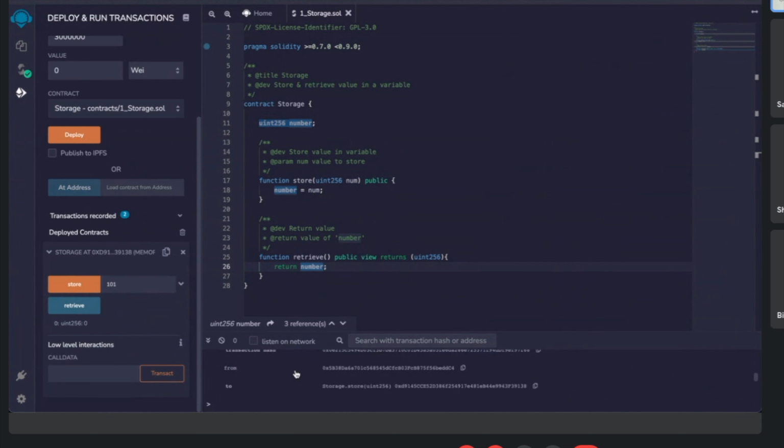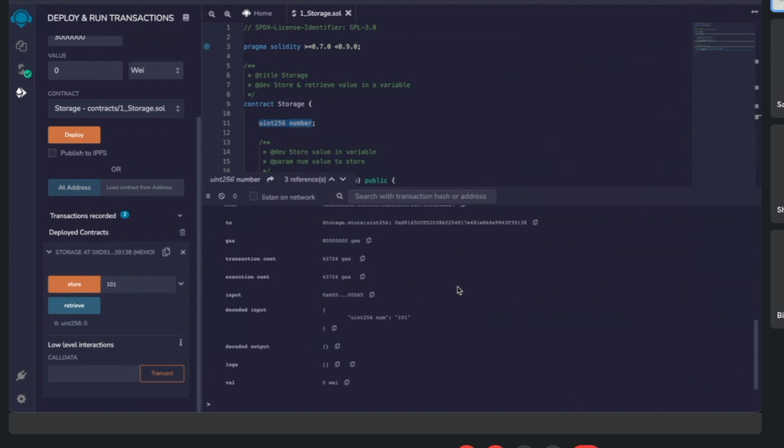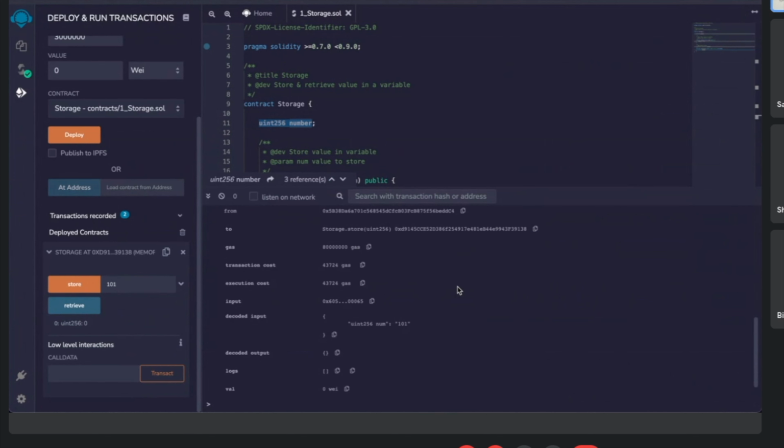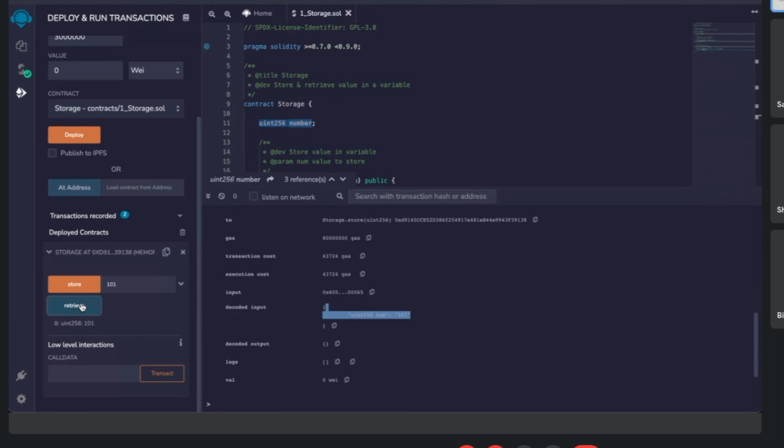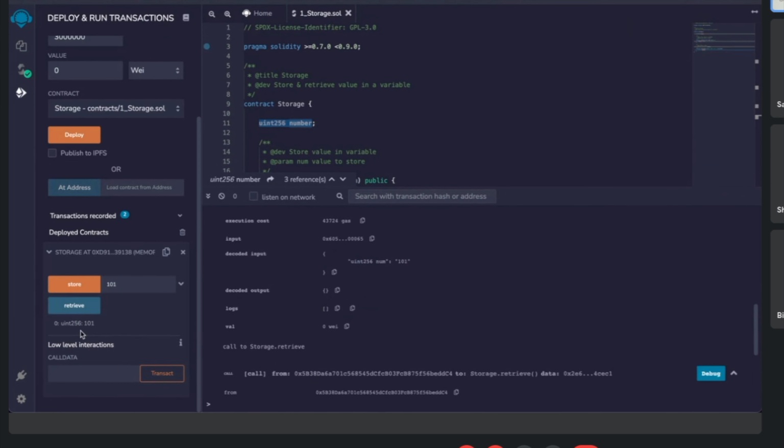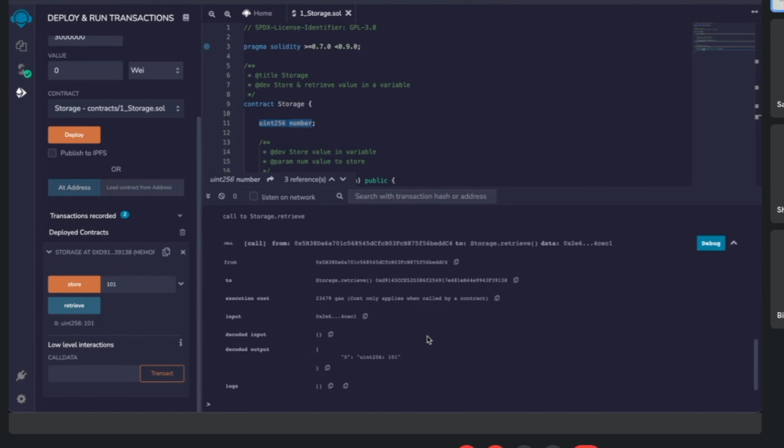I can actually see the details of this transaction. A transaction in the Ethereum blockchain is just sending a specific transaction to the address of this contract, where I specify dedicated inputs. And when I retrieve it, I retrieve 101 that was stored in that block in that contract.